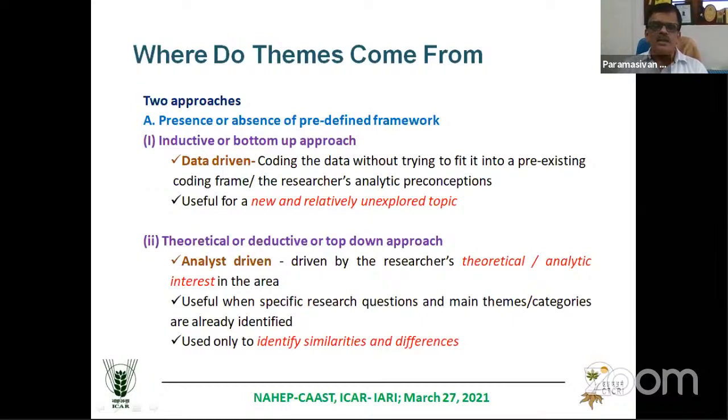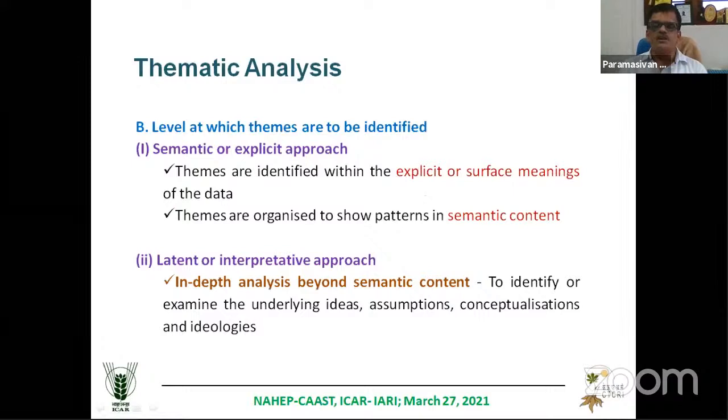So the other one is the level at which the themes are identified. There are two levels at which themes are identified. One is the semantic or explicit approach, where you are simply looking at the surface meanings. Suppose somebody says, "I am very happy for being a participant of the training program." Underline the word happy. Happy is the word which indicates his satisfaction, the satisfaction he derived from the training program. That is a surface meaning.